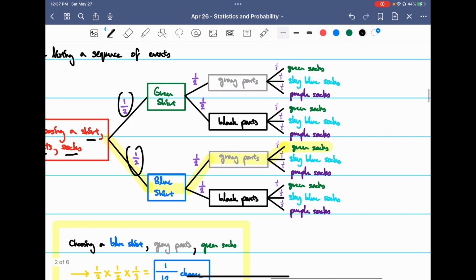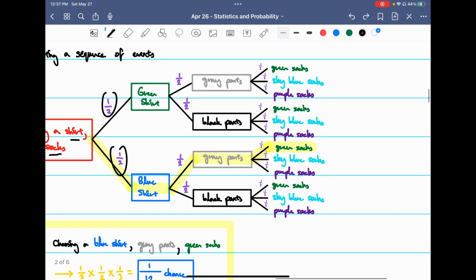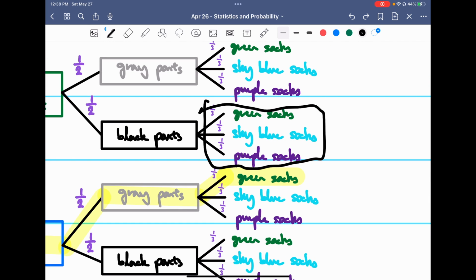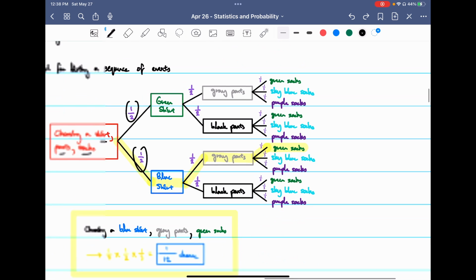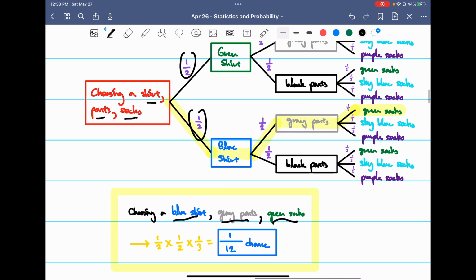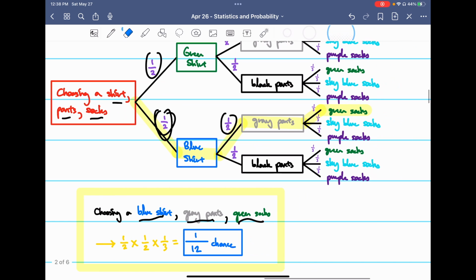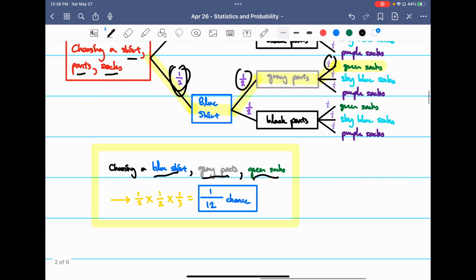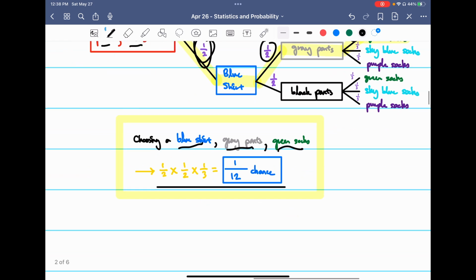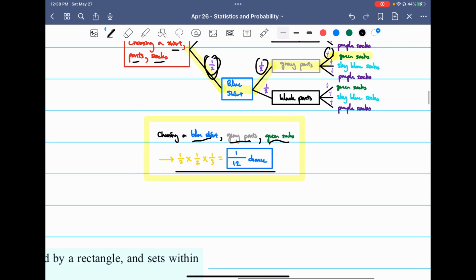And then out of the green, after you choose the green shirt, you can think about the chances of getting gray pants or black pants. And then inside that choice, you also have three more choices of three different color socks. So as it's written here, the probability of choosing a blue shirt, gray pants, and green socks would be 1/2 here, 1/2 here, and 1/3 here. So multiplying that all together, since they're independent events, it will give us a 1/12th chance.